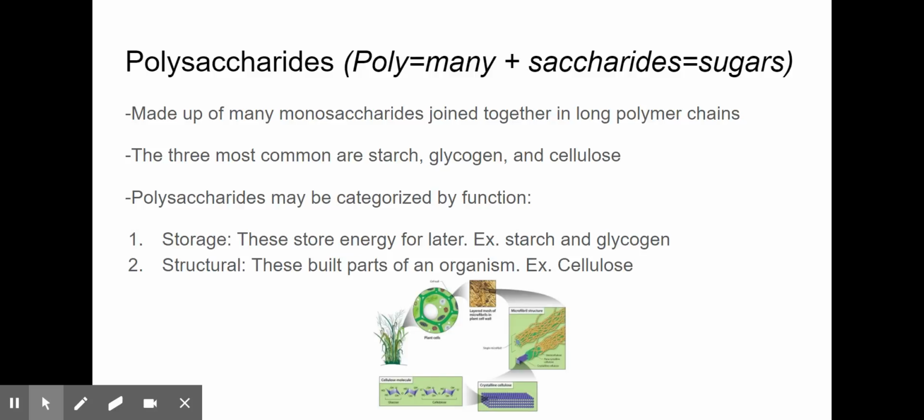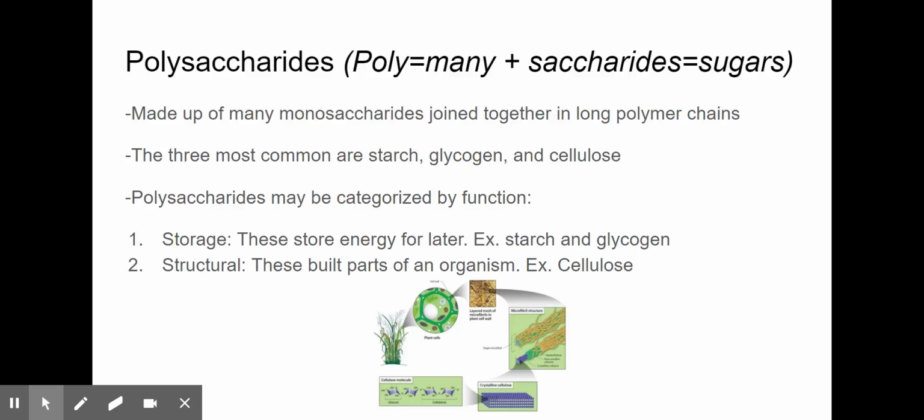Storage polysaccharides are things that we store for energy later. So starch is an example, glycogen is an example, and those will come up as we talk about digestion over and over again. So we can store energy in those forms, and they're later going to be involved in the mitochondria and making ATP for energy.